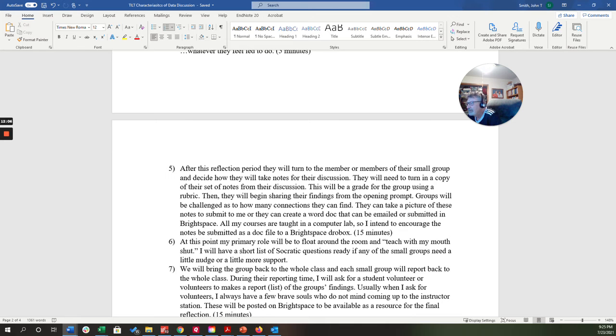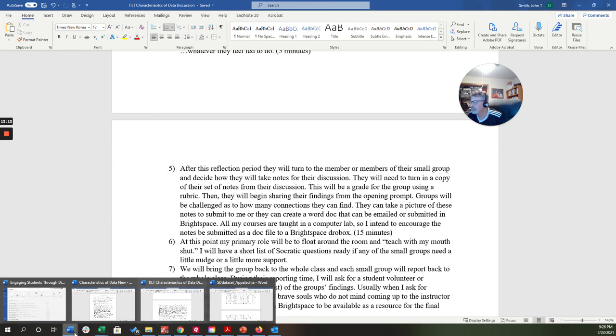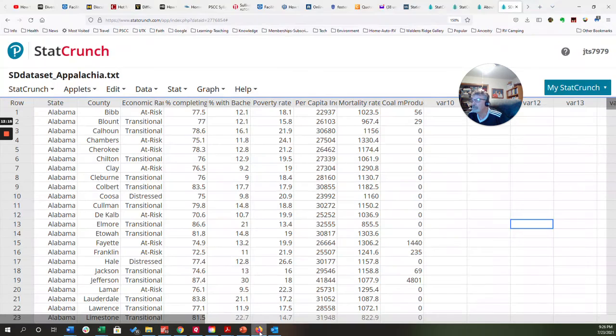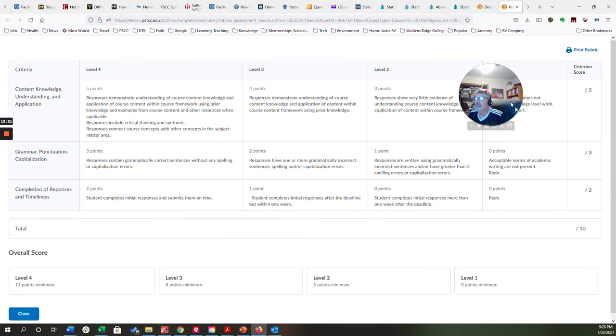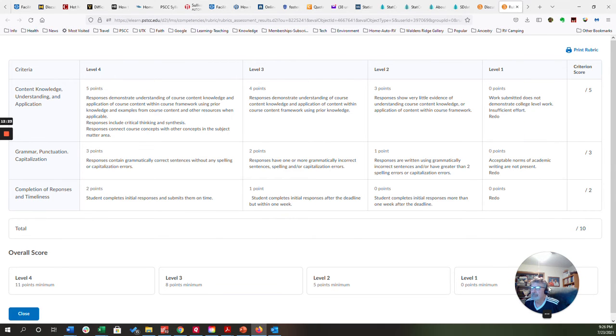I haven't created that rubric yet, but it'll be along the lines of this one that I'm currently using, which I will pull up for you. So that's the rubric. It's something that you can do with Loom. This is the rubric I'm currently using.